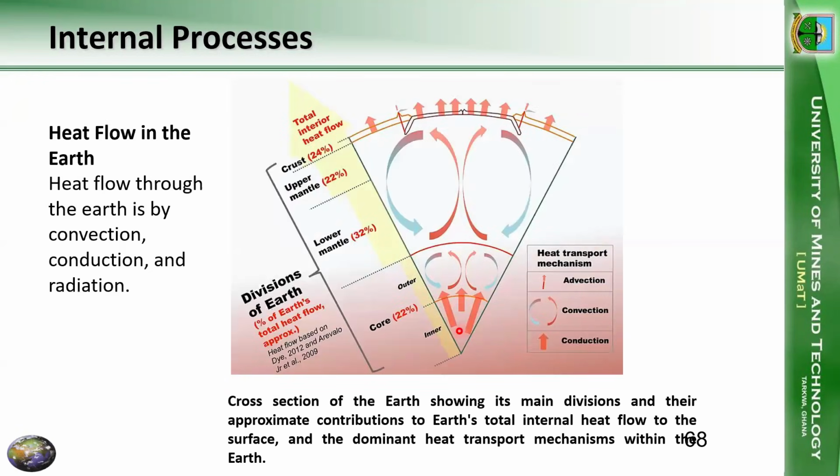All right, so heat flow in the Earth. We already know about convection, and we know conduction. Then there's another form called advection. So heat flow by convection, heat flow by advection, and then conduction. All right, these are the three main means of heat flow.